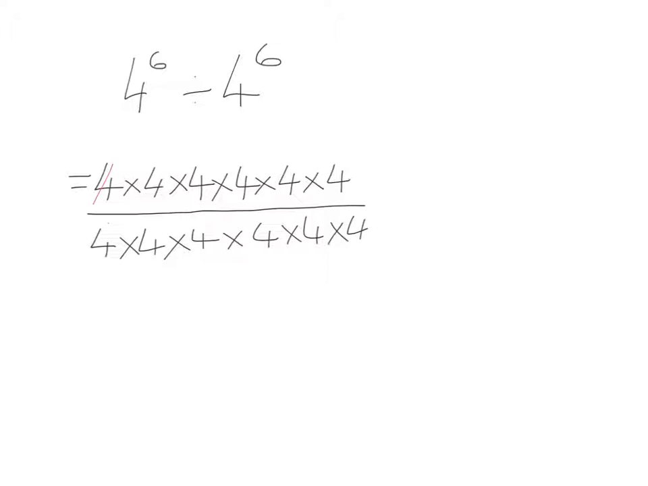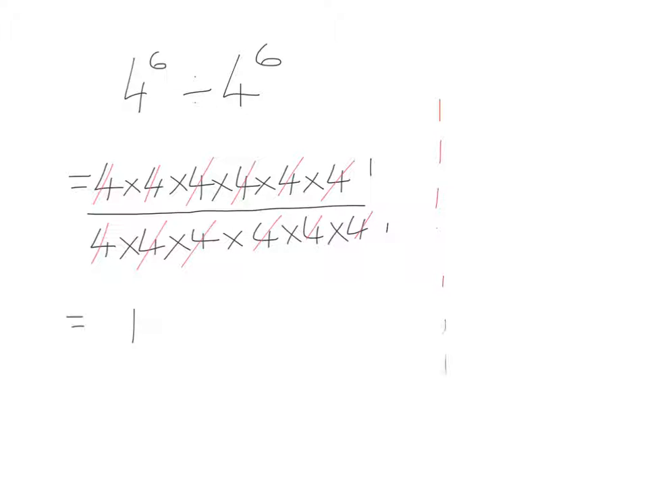We could then apply our knowledge of cancelling down, or apply our knowledge of fractions, and know that this would cancel down. I'd be left with 1 on the top, 1 on the bottom. 1 divided by 1 is 1. Anything divided by itself is 1. Okay, so that's one way to do it.